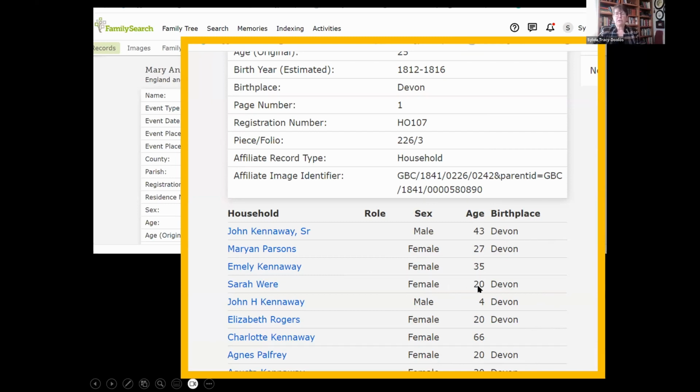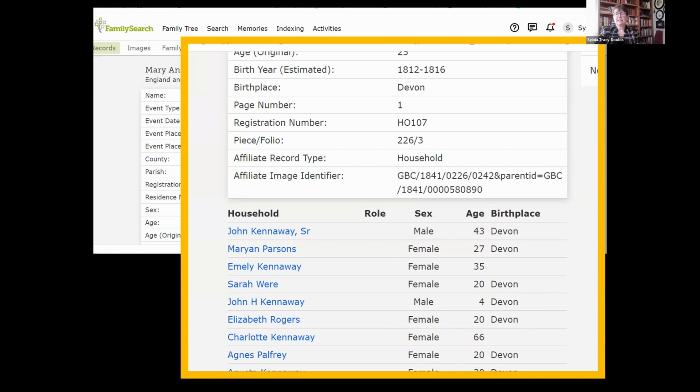We have another female, 20 years old. She could be a servant. She could be another relative. We have John H. Kennaway. He's 4 years old, so that's probably their son. We have Elizabeth Rogers, a female who's 20 years old. Again, we don't know her status, but she's in the household. Then we have Charlotte Kennaway, a female age 66. That's probably John's mother. So again, this is great information with a lot of genealogical interest.